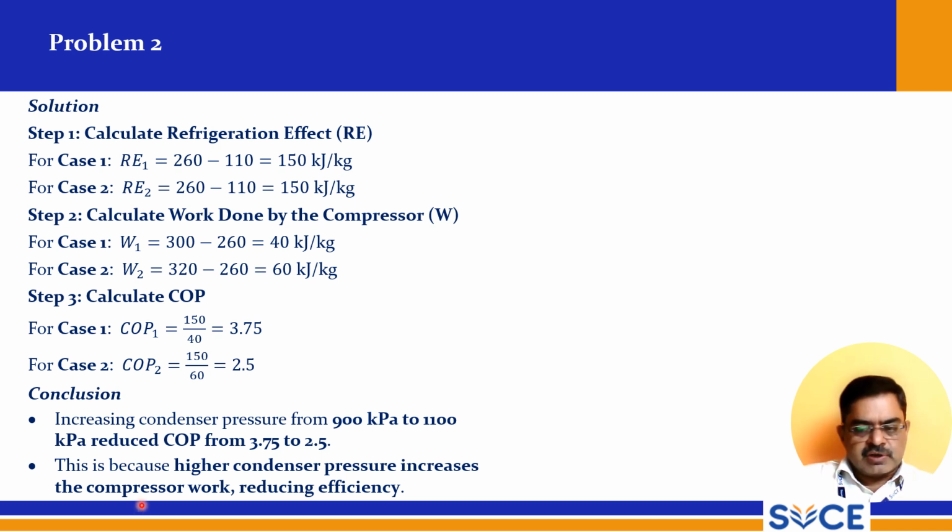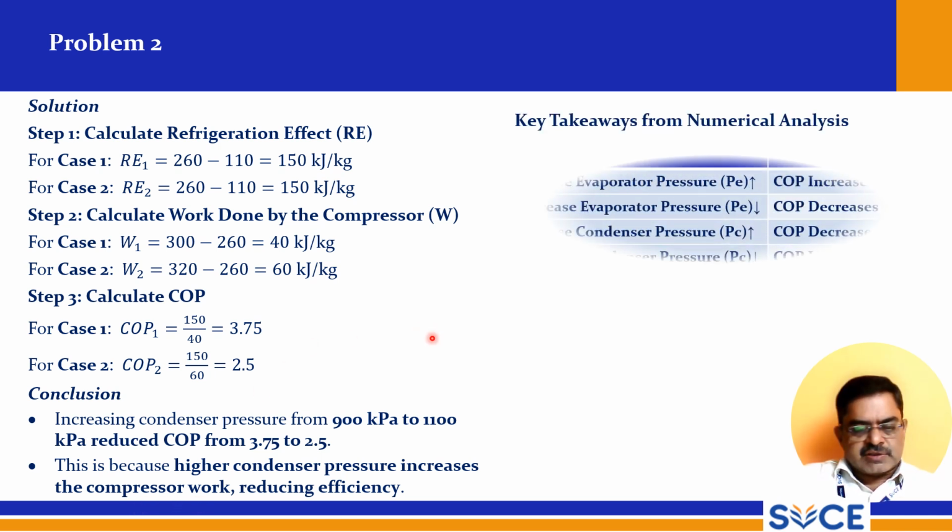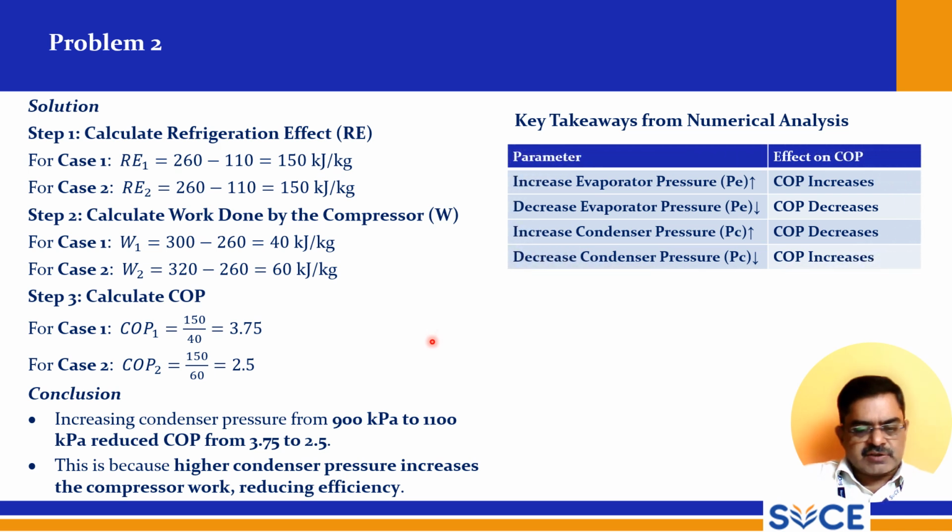So that is the conclusion here, and you can see the key takeaways here, with the parameter and its effect on COP. Increasing evaporator pressure is good, and COP increases; decreasing evaporator pressure, COP is getting decreased. Increasing condenser pressure, COP decreases, and decreasing condenser pressure, COP increases. So this is the inference from these two problems, students, and we will see one more problem where we can combine both the effects, and we will conclude this.